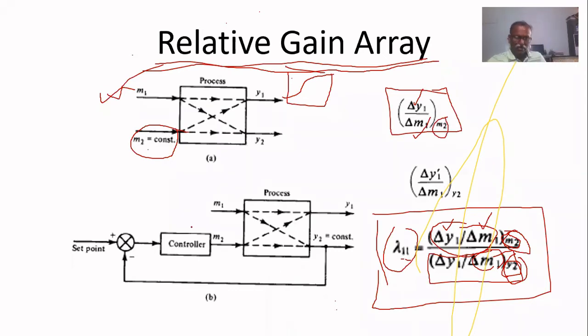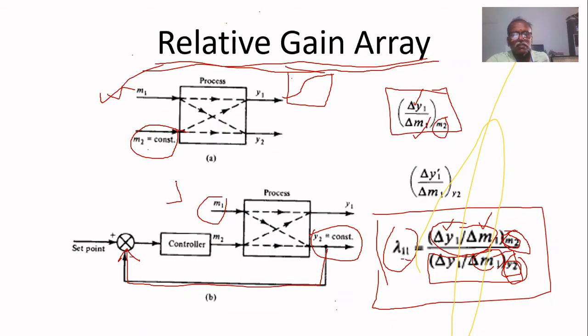How to find the denominator? Here we keep y2 constant. In other words, y2 should not change for a change in m1. Then how can we keep y2 constant? We need a closed loop controller. To keep y2 constant, we put a feedback loop in the second loop, the second variable pair m2 and y2.